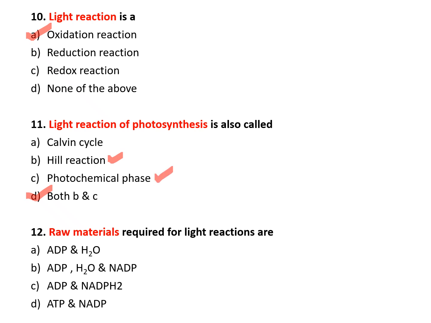The next question number 12. Raw material required for light reaction are option A ADP and water, option B ADP, water and NADP, option C ADP and NADPH2, option D ATP and NADP. Correct answer is option B ADP, water and NADP.